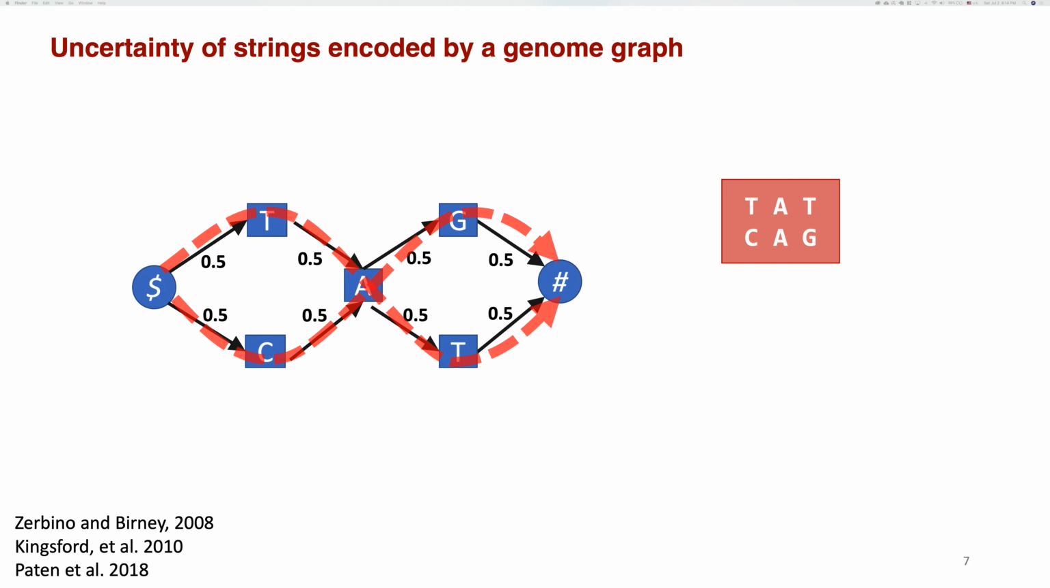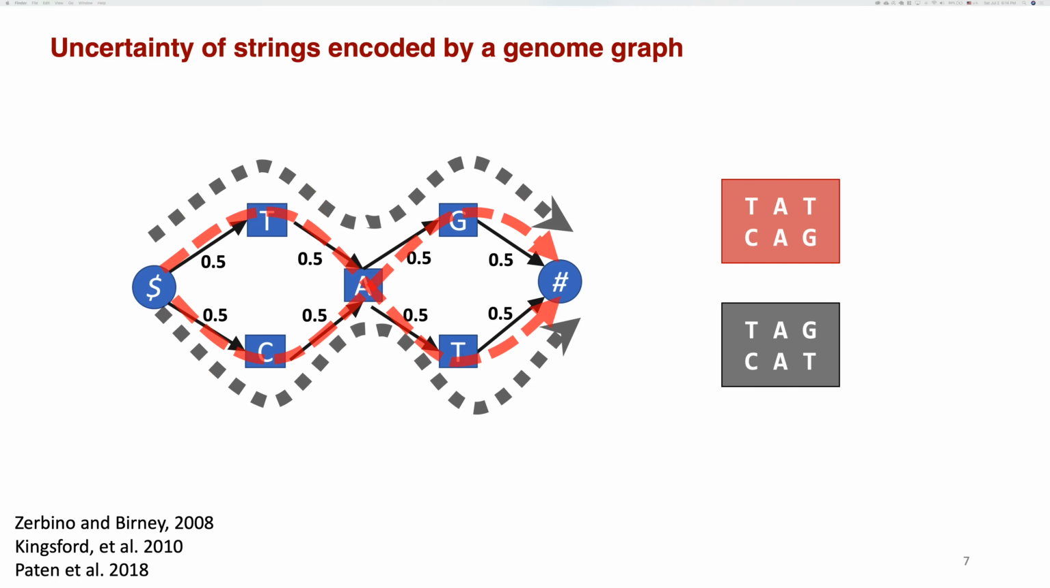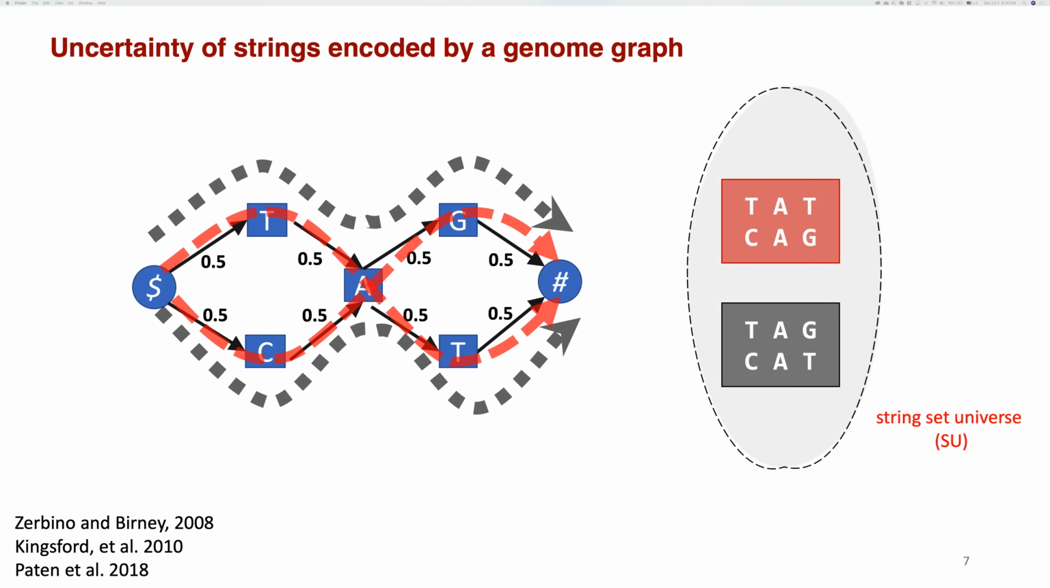However, this correspondence is not one-to-one. In fact, for most genome graphs, there will be multiple flow decompositions, so that a genome graph is encoding, instead of one string set, a collection of string sets, which we call the string set universe. And the capability of a genome graph to represent a diverse string set is the genome graph expressiveness.